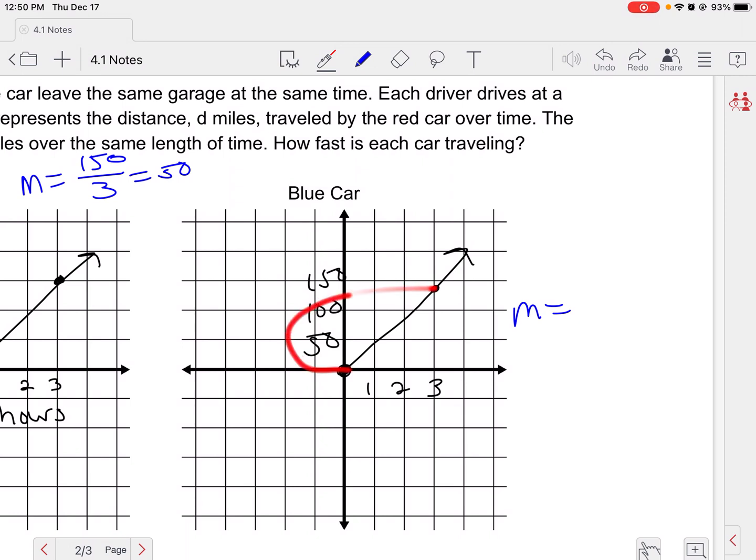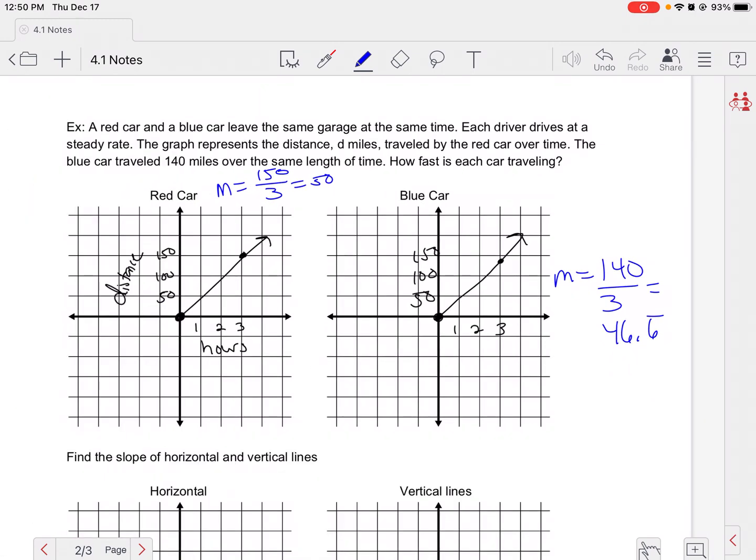So once we go up 140, okay, and we know we went over 3 because we're counting by 1s here. Okay, and we know that 140 divided by 3 is not a super pretty number. So 140 divided by 3, I'm sorry, is 46.6 repeating. Okay, so the blue car is traveling 46-ish miles per hour, and the red car is traveling 50 miles per hour. So we know that the red car is going faster overall. Okay. But they did ask us for how fast is each car traveling, so we did find that separately.